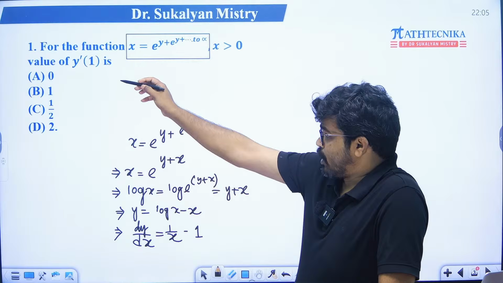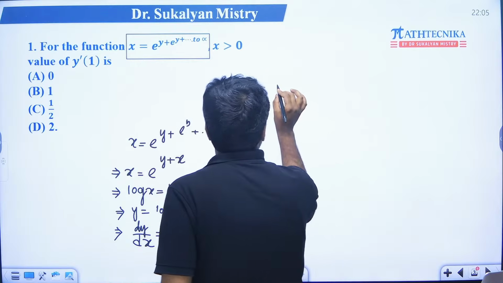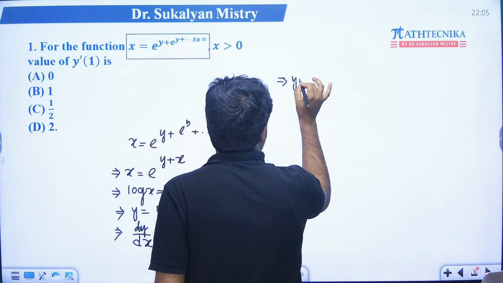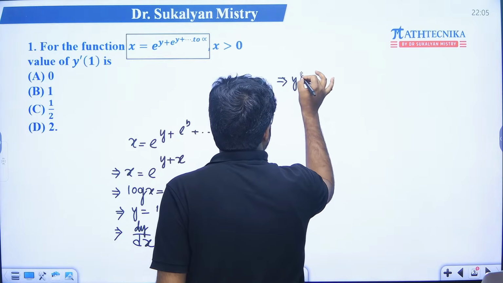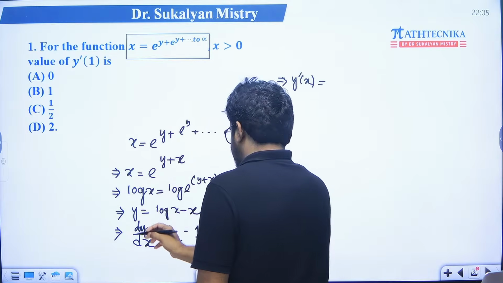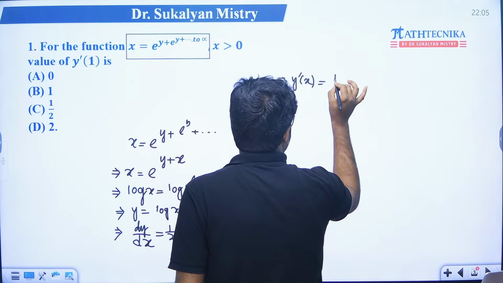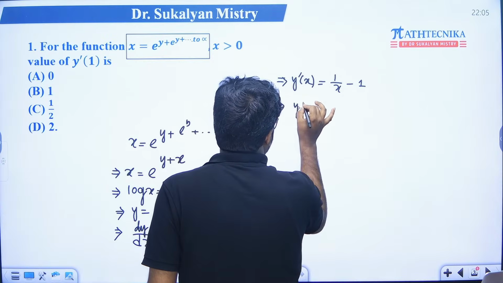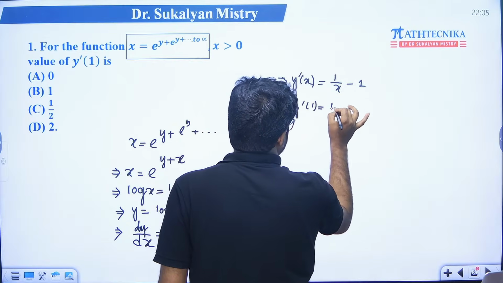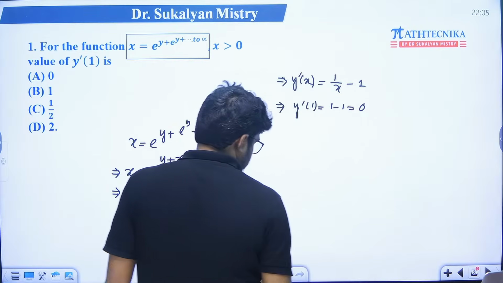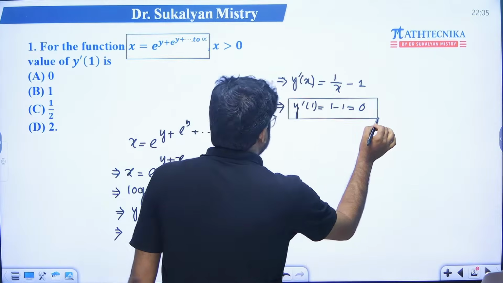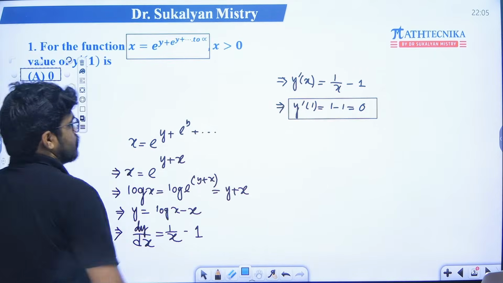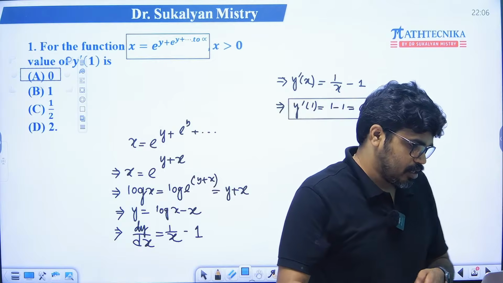We have to calculate y dash 1. So we get y dash x, that is dy/dx, equal to 1 by x minus 1. So just put x is equal to 1. So y dash 1 is 1 minus 1, that is 0. So which option is correct? Option A is the correct answer. Okay, clear? So very good.